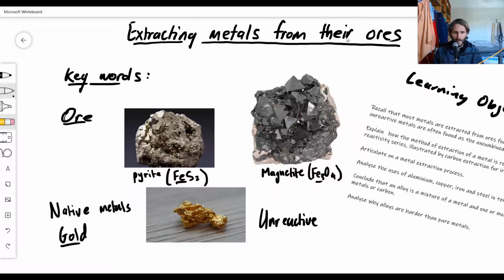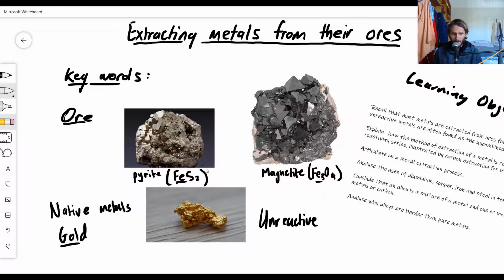So what the heck is ore? Ore is basically just a solid material that contains a metal. So here we've got pyrite. This has got iron as part of it, and then we've got magnetite here. It's also got iron. These are two different types of ores. Okay, so we can go and mine this, and what we want to do is try and get this iron from this ore.